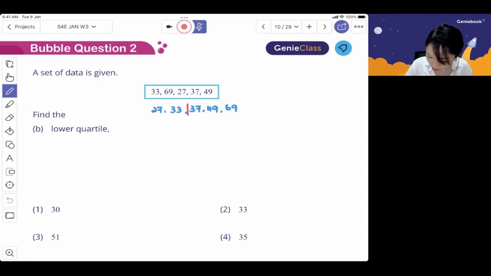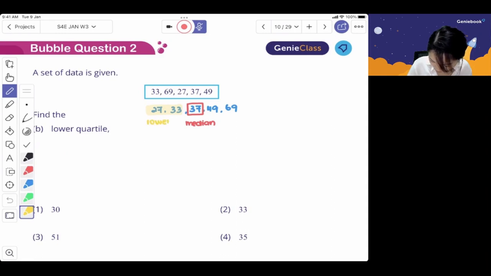So again, this is your median. Where is your lower quartile? This set of values will be known as your lower half. Then the lower quartile value will be, I see a lot of people chose option 2. Why is it 33? In your lower half, you have two values, 27 and 33.